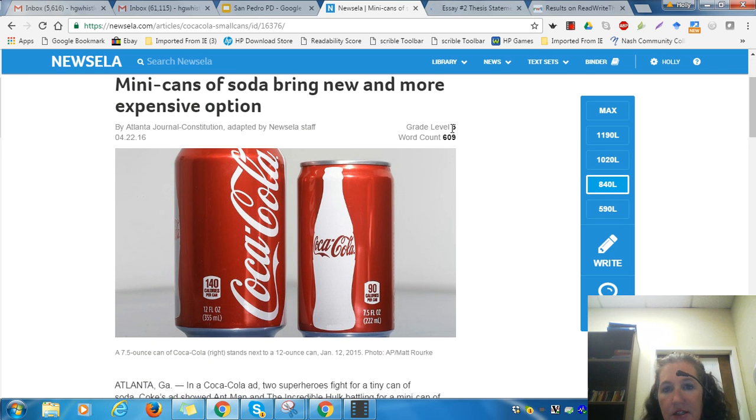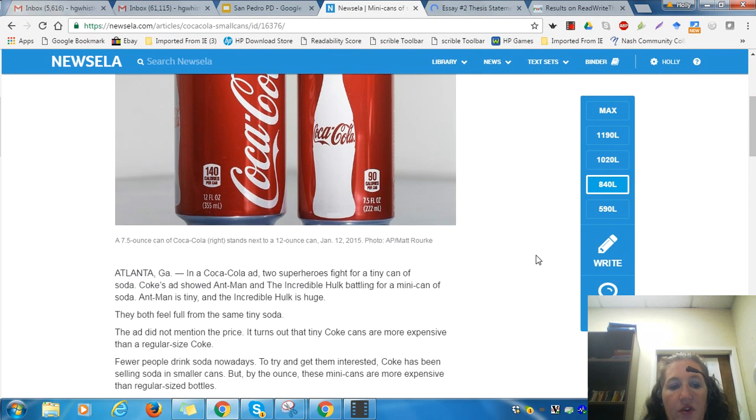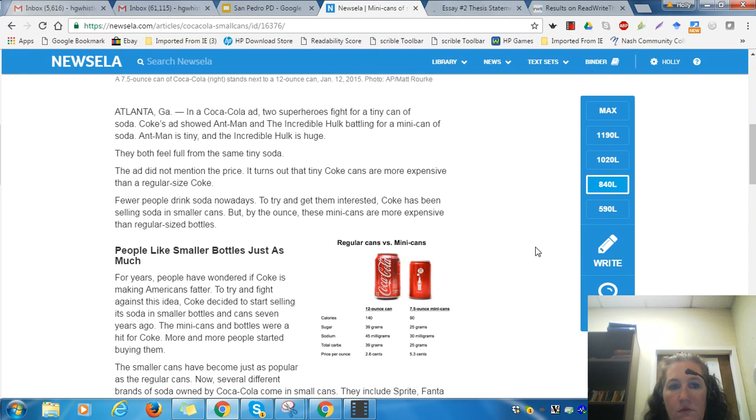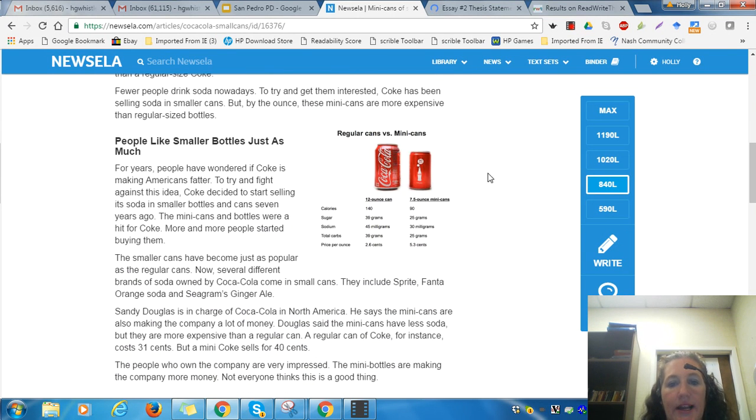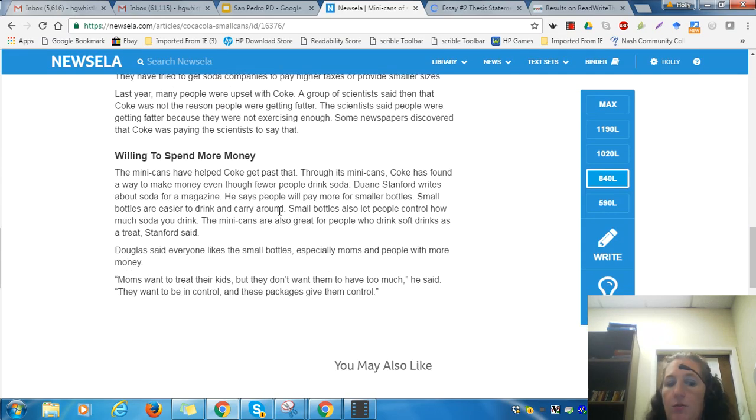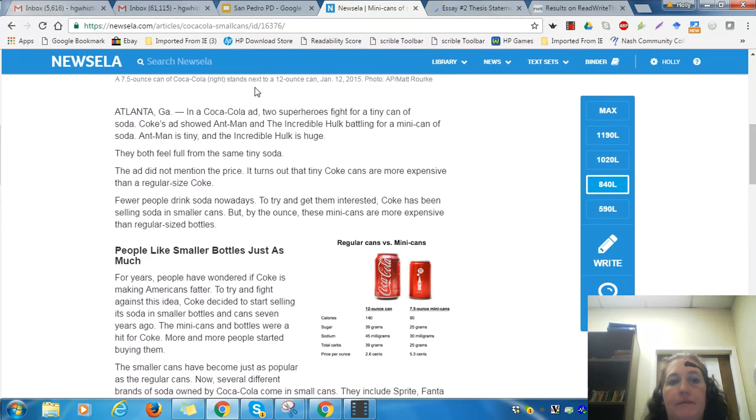Now notice here it says grade level 5, word count 609 words. Notice over here I can change the Lexile anytime I want, and I can also get a preview of the quiz. Notice here in the news article I get a chart so that if the students want to understand the concept, and then I also have headers. Okay, and this will help students with understanding new vocabulary.